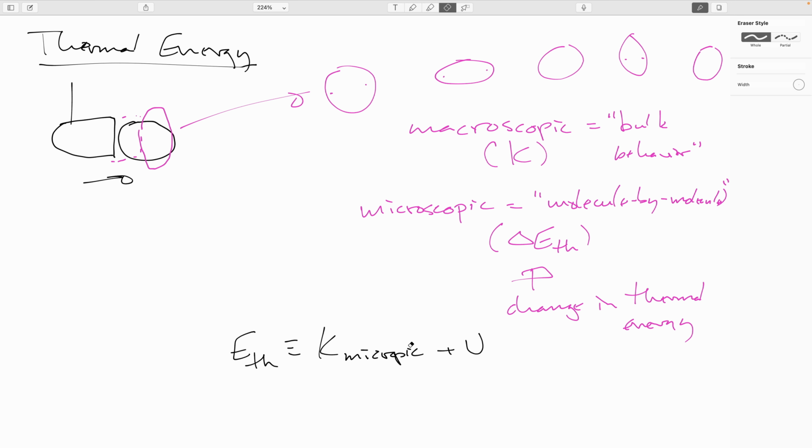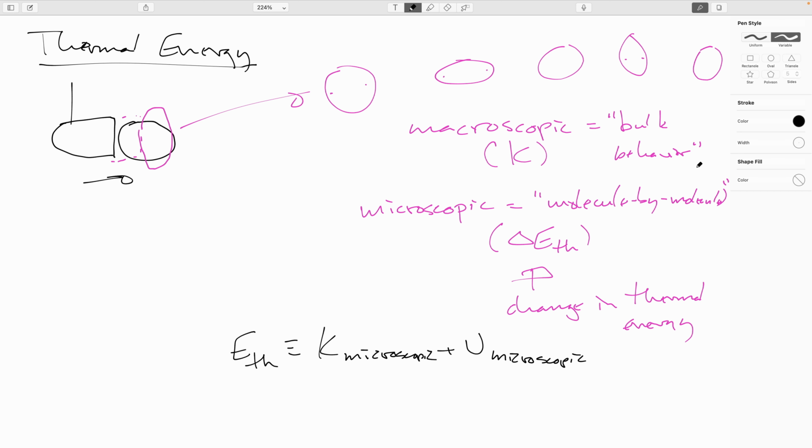Microscopic, oops, I can spell, microscopic, M-I-C-R-O-S-C-O-P-I-C. So what we're going to say is when the driver did work on it, there was both a change in the kinetic energy plus the thermal energy.